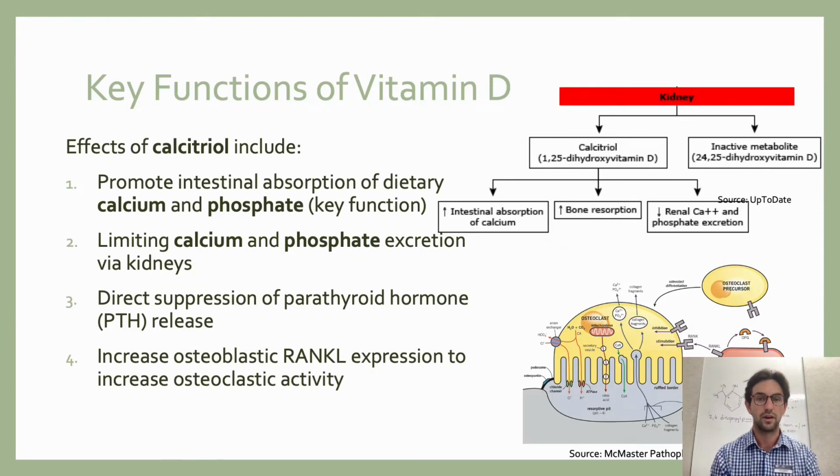So the key functions of vitamin D. Calcitriol, which is the endpoint of vitamin D synthesis, is the most potent form and has 4 major functions. The first is to promote intestinal absorption of dietary calcium and phosphate. And this is a really important function. Then limiting calcium and phosphate excretion by the kidneys, direct suppression of parathyroid hormone, and increased osteoblastic RANKL expression to increase osteoclastic activity.